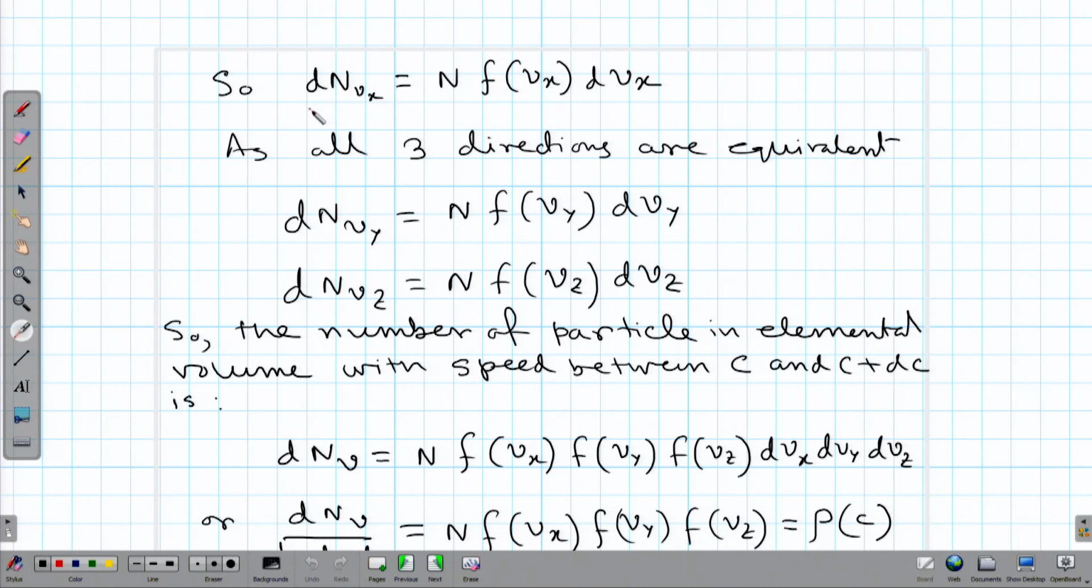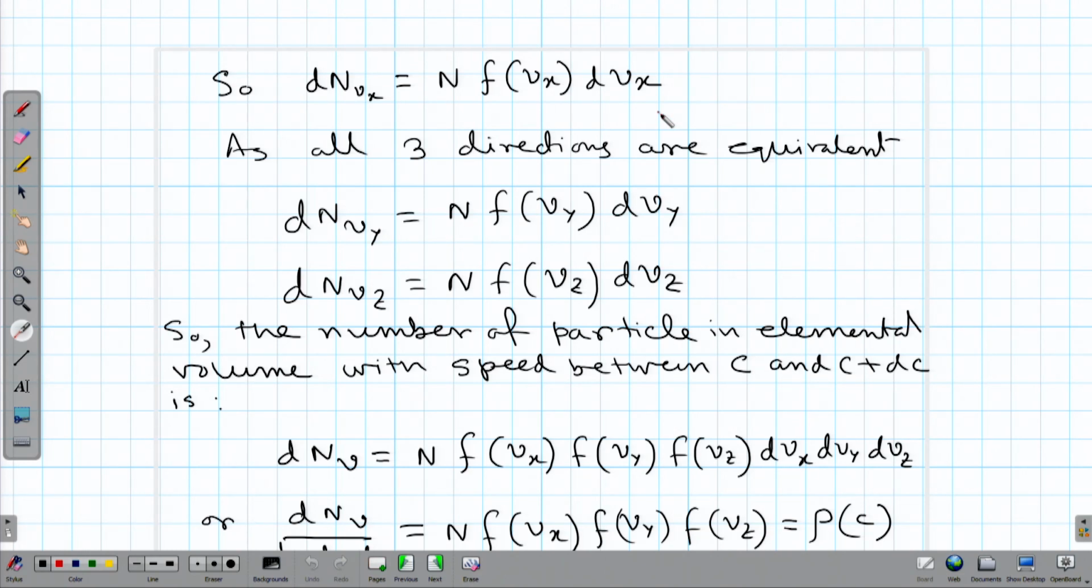dnVx is the probability of finding a molecule with a velocity component between Vx and Vx plus dVx, that is n times, n being the total number of molecules, some function f(Vx) times dVx. dVx is the allowed interval in which the x component of velocity might lie. Now, let us go back to the postulates.